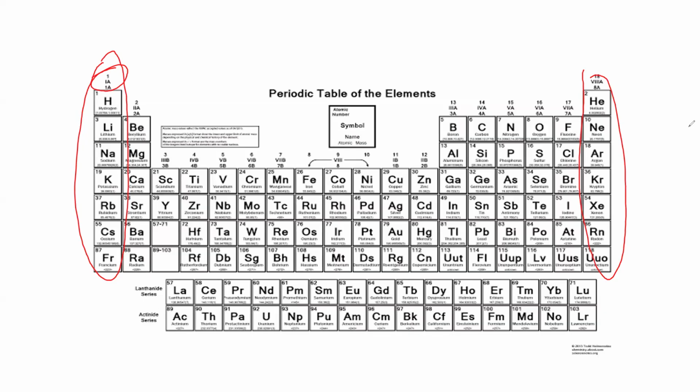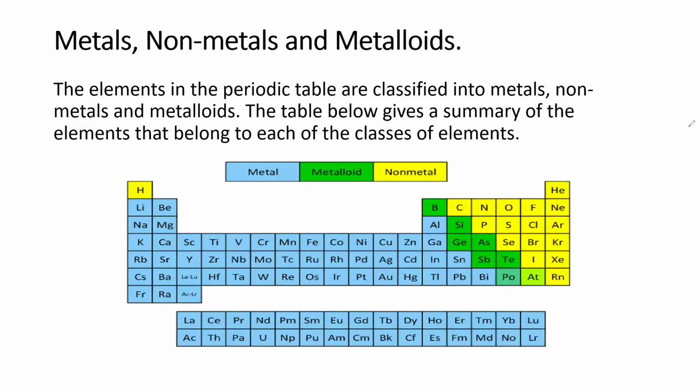Now, on the periodic table, we are going to look at metals, non-metals, and metalloids. Metalloids simply means semi-metals. I'm sure when you were in JSS3, you heard of semi-metals, or maybe they were still called metalloids. It's the same thing. They are used interchangeably.